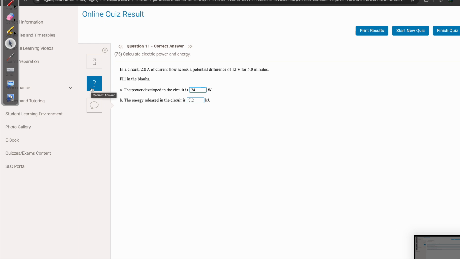In a circuit, 2 amperes of current flow across a potential difference of 12 volts for 5 minutes. Fill in the blanks. The power in a circuit is equal to I, which is current, times voltage V. So here, all we need to do for power is 2 times 12, and we'll have 24 watts. Done.